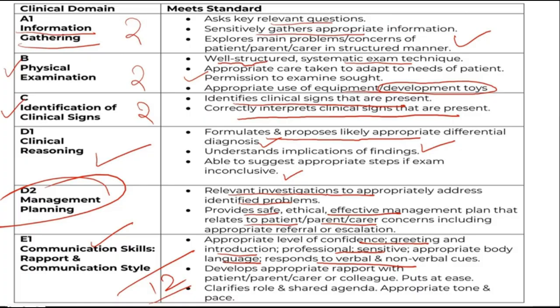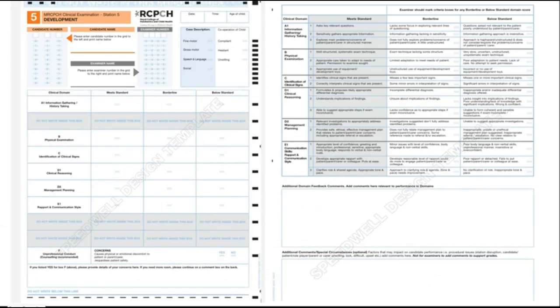Okay, so this is how the mark sheet of the developmental station looks like. Here will be the candidate number, candidate's name, date, and this will be marked by the examiner, that is A1, B, C, D1, D2, E1.